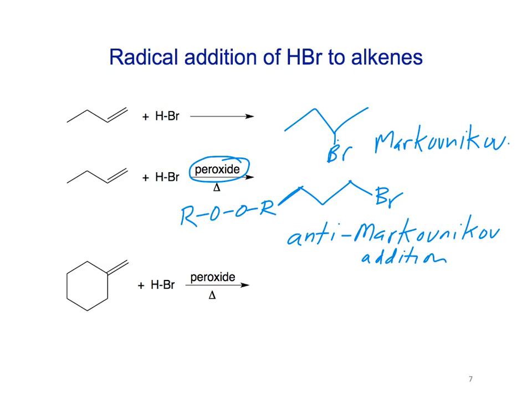All right, we could do this reaction again. Here's just another example. If we have this alkene here, we can put the bromine out on the terminal position. Okay, so we've added an H here and a bromine there. All right, so what kind of mechanism do you think this involves? Oh, a radical mechanism, right?